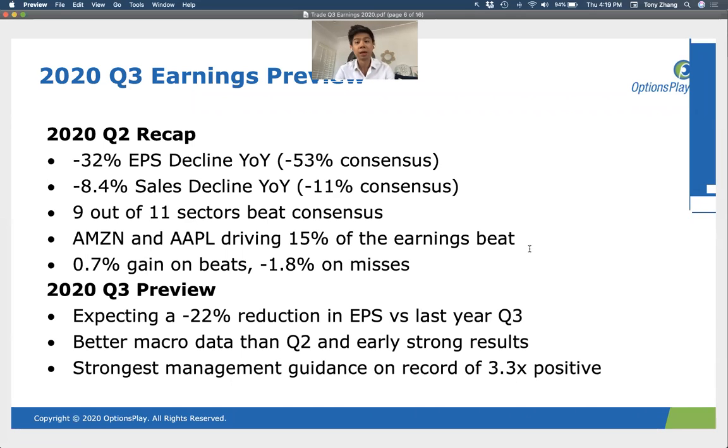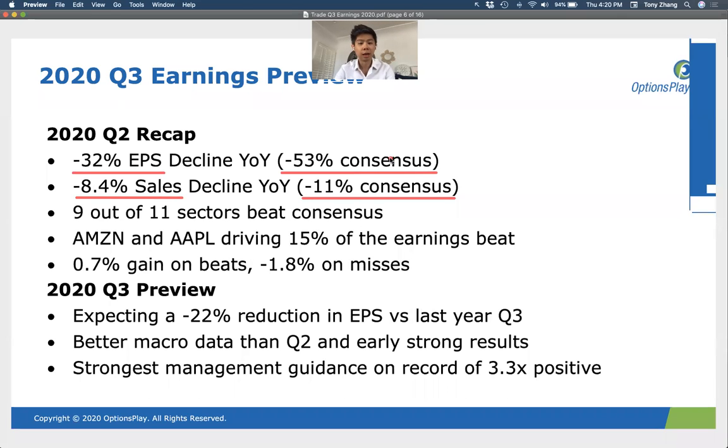Q2 was the full boat. And the reality is that markets were expecting some pretty sizable declines in both sales and earnings per share. The market was expecting about a 53% decline year over year for earnings and about an 11% decline in terms of revenue. But what we actually saw was a substantial deviation from what the market was expecting. Only about a 32% decline in earnings per share versus an 8.4% decline in terms of sales. So a fairly sizable beat on both the top line and the bottom line.